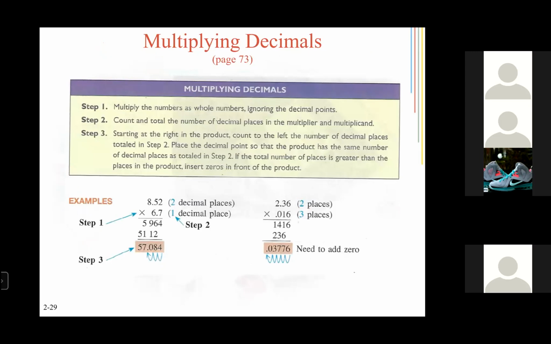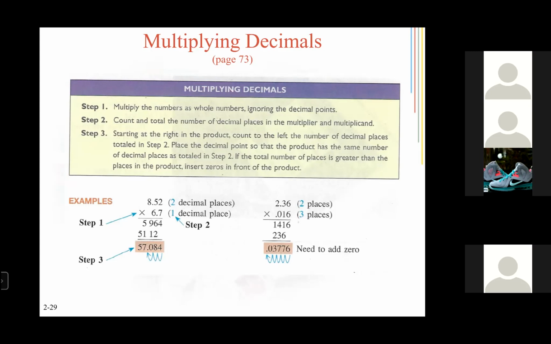Okay, multiplying doesn't require that lining up as such, but it requires you noting where to put the decimal point when you finish your multiplication. How do you determine where to put the decimal point when you multiply? You just multiply as you would regular whole numbers, but at the end, how do you decide where to put the decimal point in your answer?